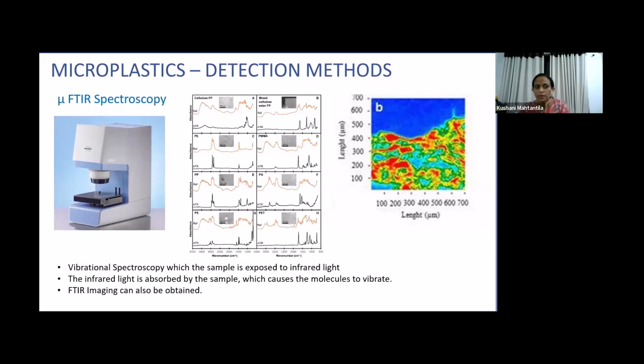For these spectroscopic methods, sample treatment and sample dilution is recommended, and the lower detection level of the particles is a little bit higher in micro FTIR than in micro Raman spectroscopy.